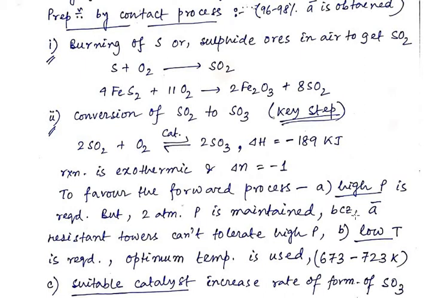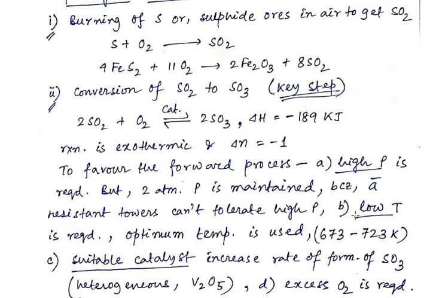By the contact process. In this contact process, 96 to 98% acid is obtained. For this, a few steps are there. First of all, we have to burn the sulfur or the sulfide ores in air to get SO2. Means S plus O2 gives SO2, or if I have FeS2, that is iron pyrites, and it reacts with oxygen, it will give Fe2O3 plus 8 molecules of SO2.